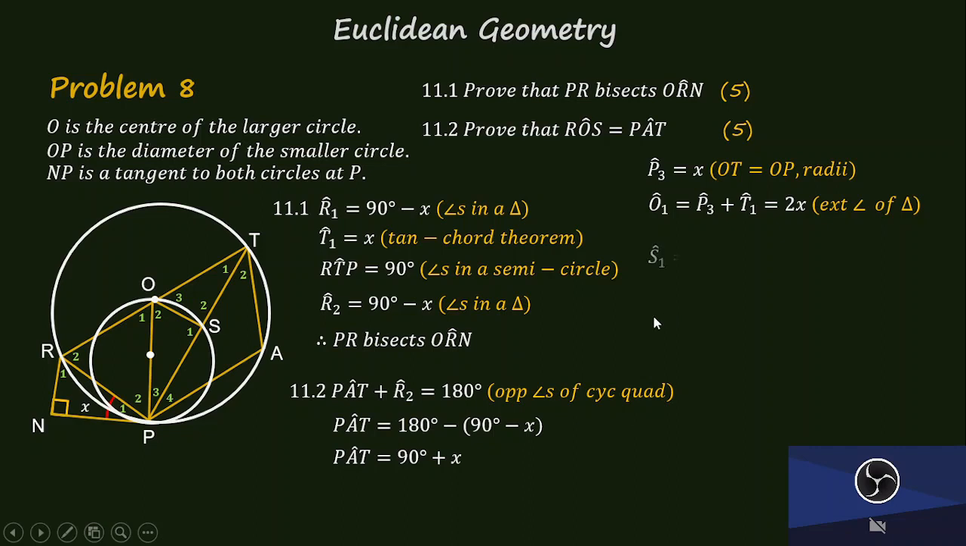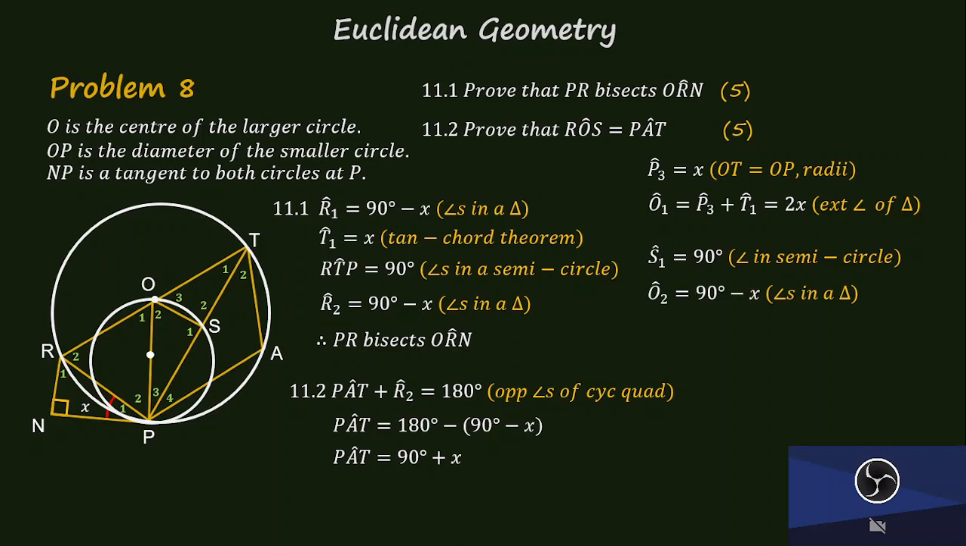And then S1 is 90 degrees. This is the angle in a semicircle. Remember, we were told that OP is the diameter of the smaller circle. So OP is the diameter. A diameter subtends an angle that is 90 degrees at the circumference of the smaller circle. So S1 is 90 degrees. So in this smaller circle, I have X, I have 90 degrees. Therefore, O2 will be 90 degrees minus X.